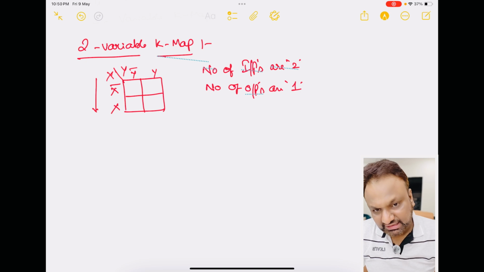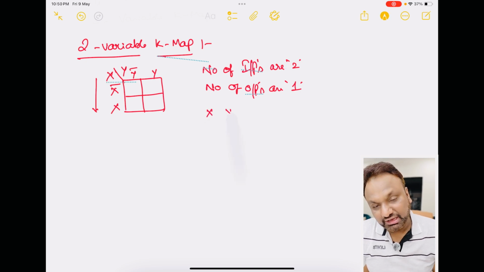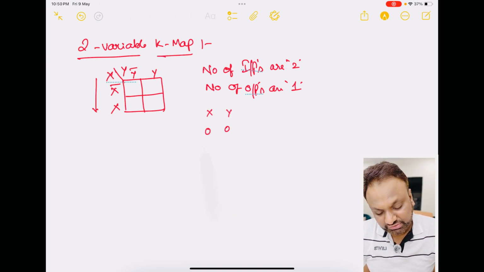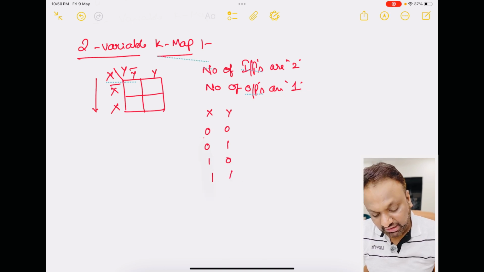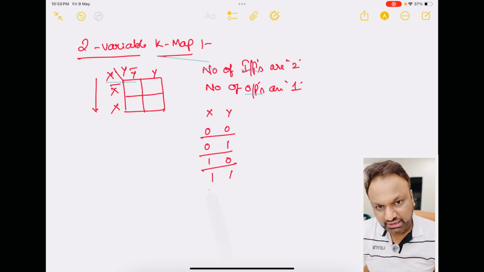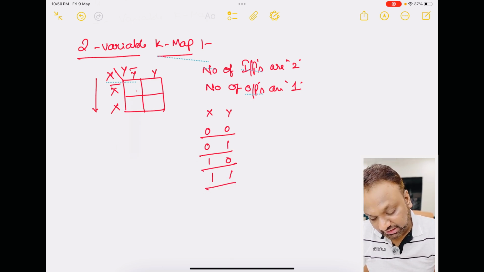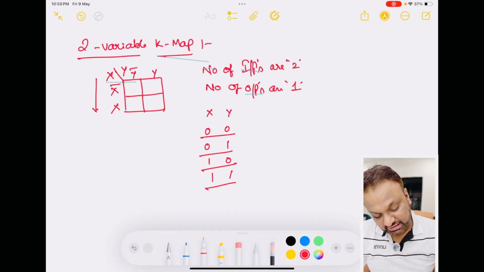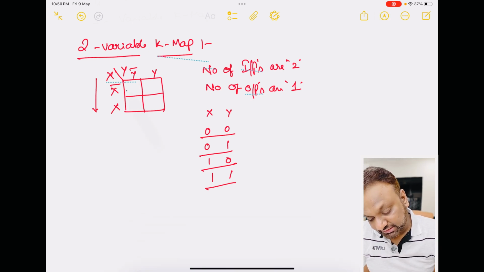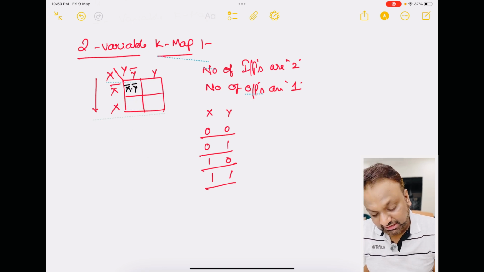Now what are these cells? Suppose x and y are my inputs, then I can have 00, 01, 10, 11 as the combinations, like x bar y bar, x bar y, x y bar and x y. So this particular cell represents x bar dot y bar, and this cell is x bar y. Here this is x bar, and horizontally it is y. This is x y bar and this is x y.